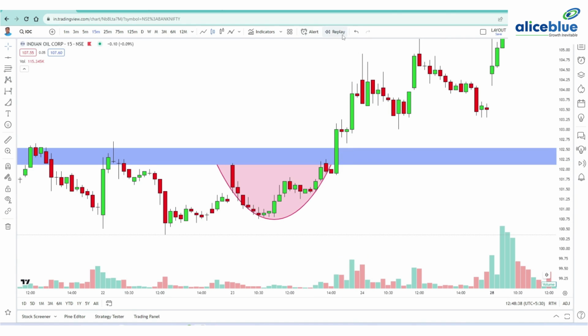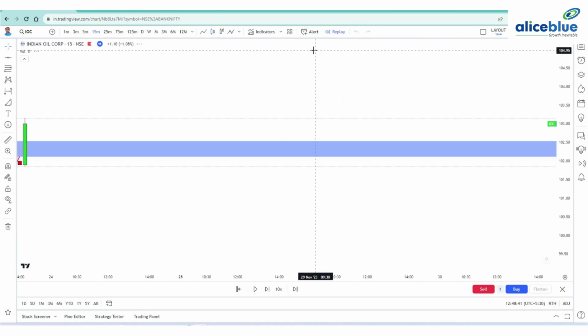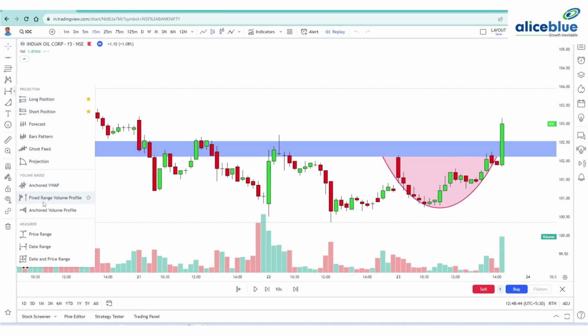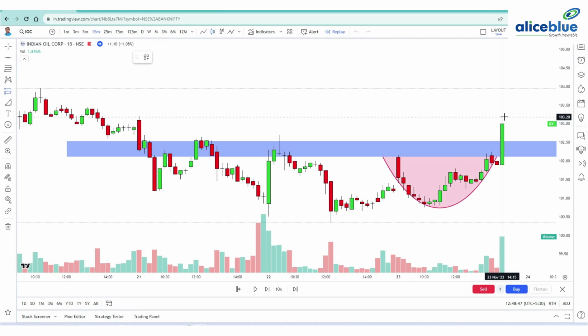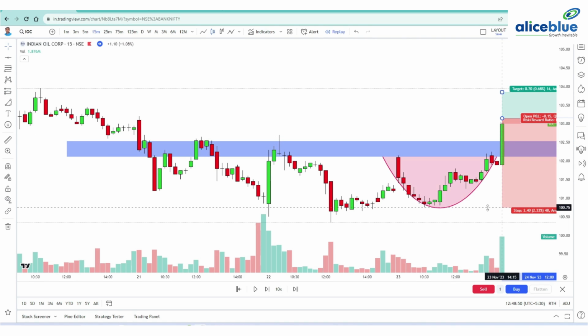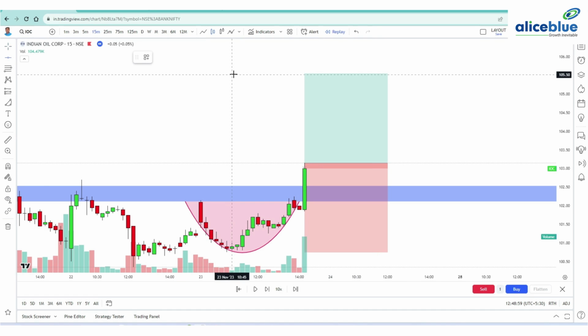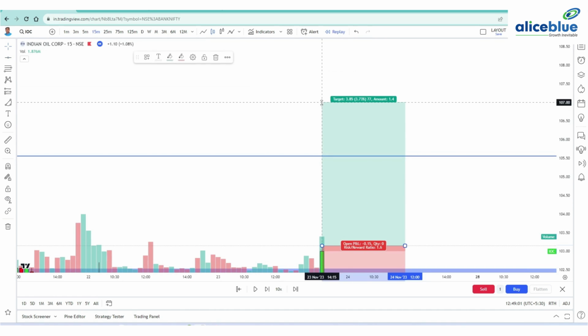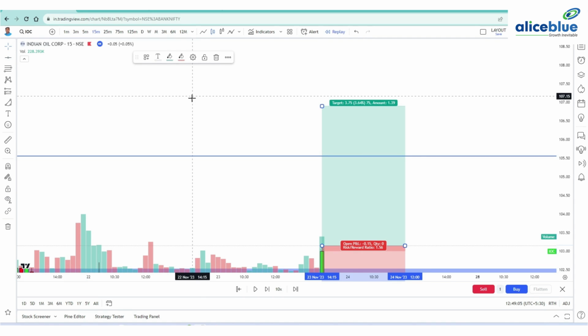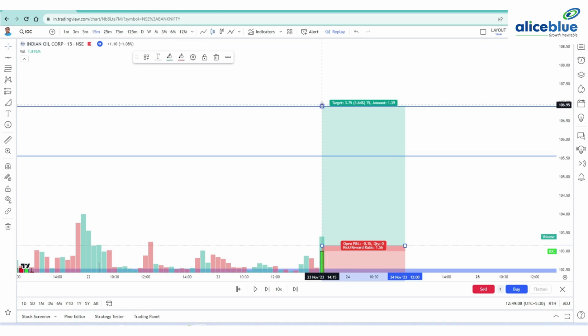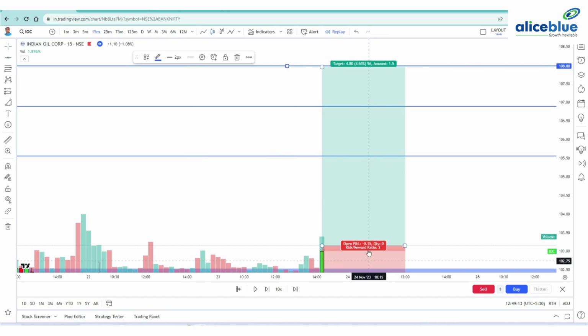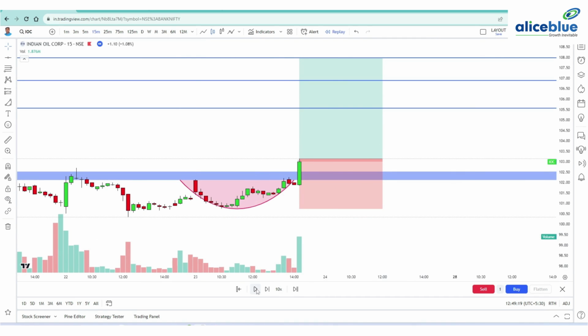Just taking the bar replay option. Here is our entry. Long projection. Stop loss will be the same, 2.3% as a stop loss, and 1:1 as a first target. Risk reward ratio will be 1:1 as our first target, 1:1.5 as our second target, and 1:3 remains the third target. You can see here it's showing risk reward ratio 1:2, and now we turn on the bar replay option.